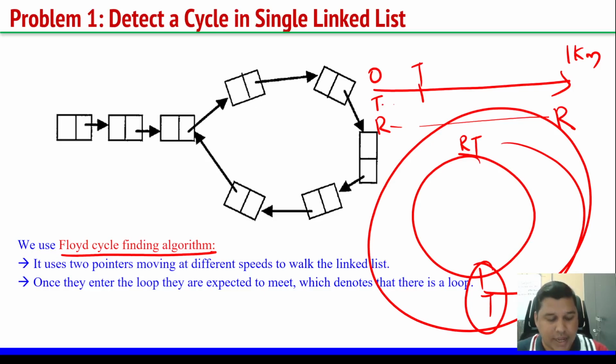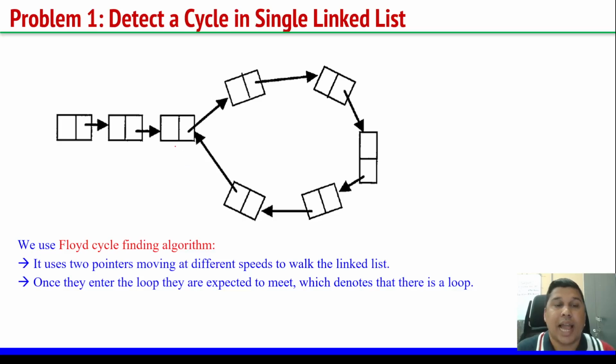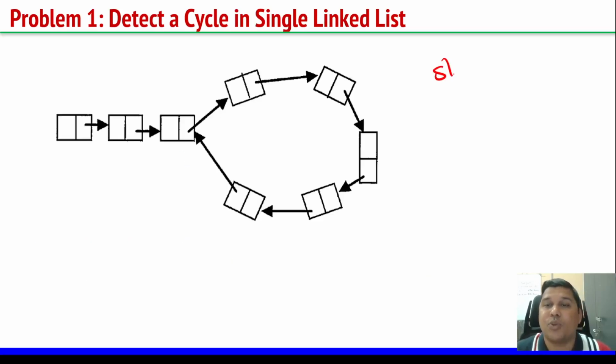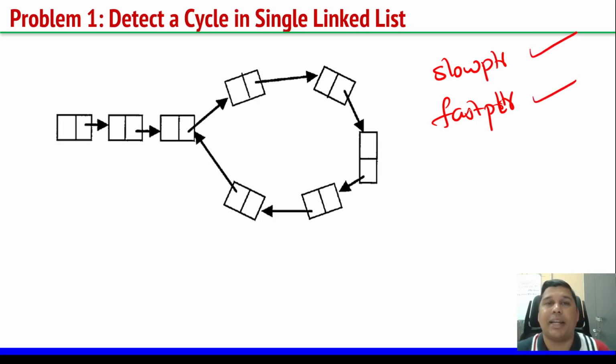How can we do that? See the solution. I will take 2 pointers. First one is slow pointer, second one is fast pointer. Why? Tortoise runs very slow and rabbit runs faster. Now the approach here is that let them both be here, that is slow pointer and fast pointer, FP and SP. You check if this is not null.